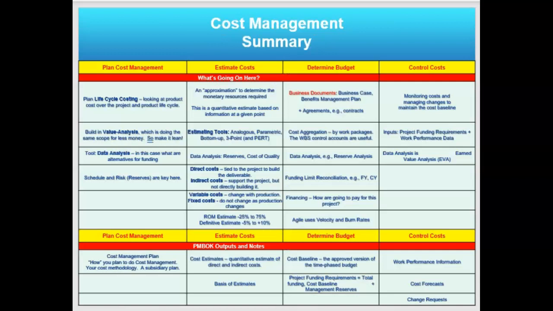This is really the summary slide, which I love. It's got the 4 processes in cost management at the top and what's going on in each process. And then at the bottom, I divide it by the 4 processes again and the major outputs that we have talked about. This is, in essence, cost management in summary. Okay? Chance for you to review that and make sure you're comfortable with it.